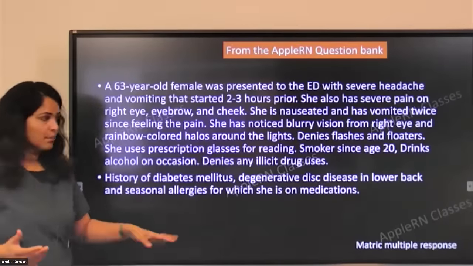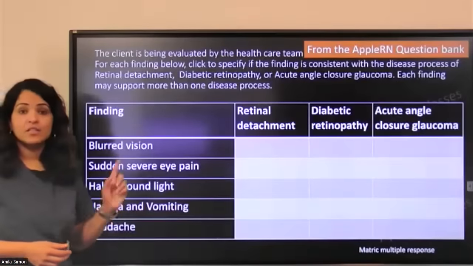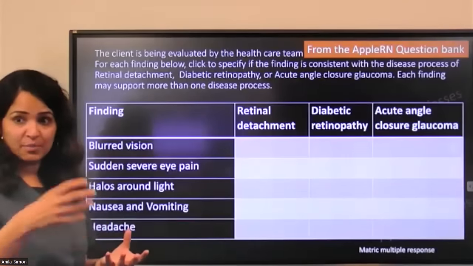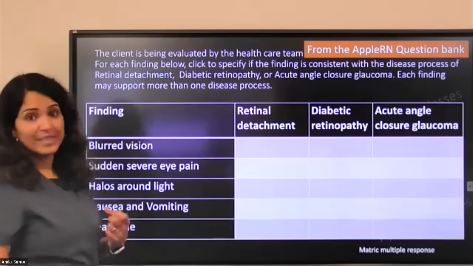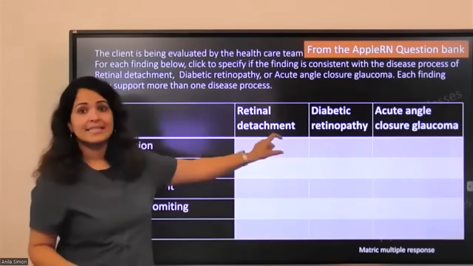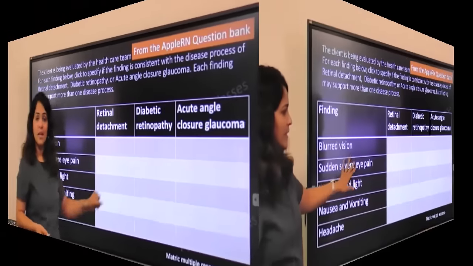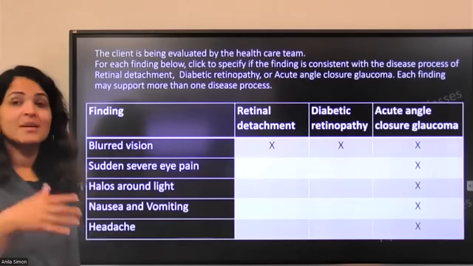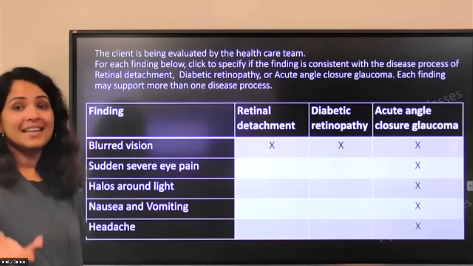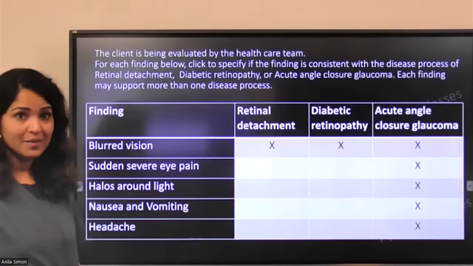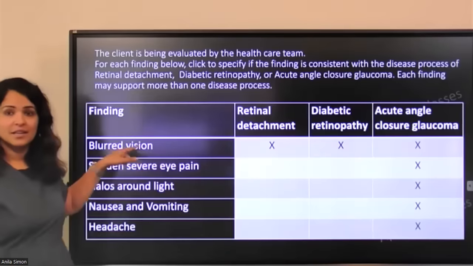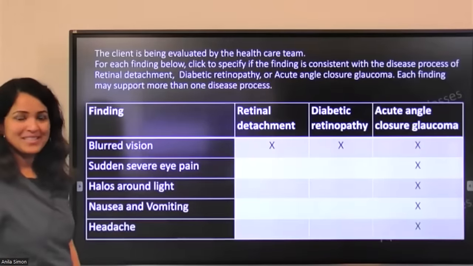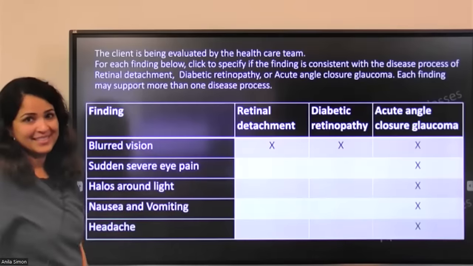Now, the question, the matrix multiple response, is like this. This might look like the maternity one which we did, matrix multiple choice, but this is matrix multiple response. So here you can select more than one in each row. Here the answers, I'm just going to show you the answer. Blurred vision can happen in retinal detachment. Blurred vision can happen in diabetic retinopathy. It can also happen in acute angle closure glaucoma, right? So you can see in the first row, it's not just one thing. You can actually have multiple responses. That's the matrix multiple response, right?